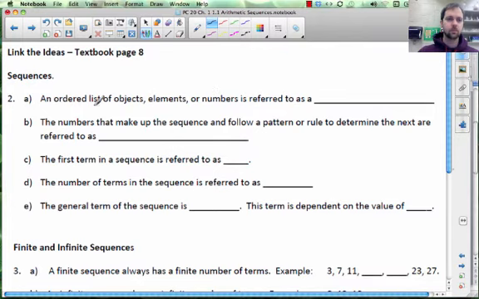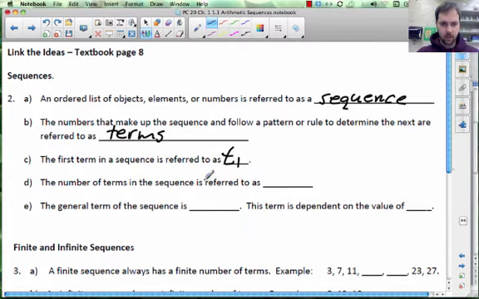So, I'm going to start the lesson right here. Sequences. An ordered list of objects, elements, or numbers is referred to as a sequence. The numbers that make up the sequence and follow a pattern or rule to determine the next are referred to as terms. So there are a number of terms in every sequence. The first term in a sequence is always referred to as T1.